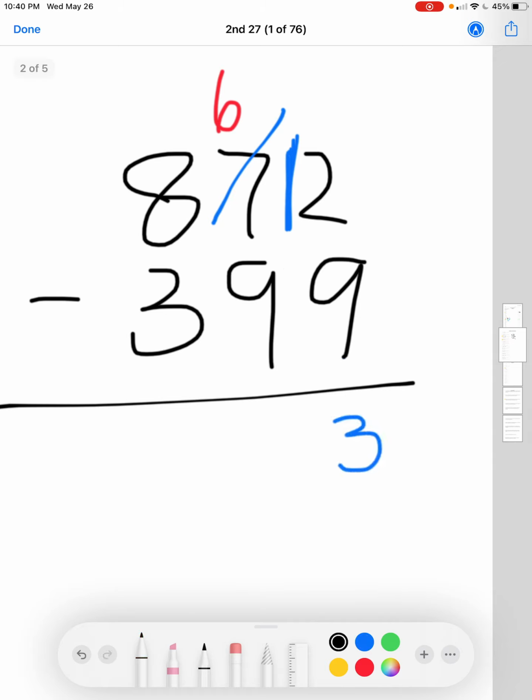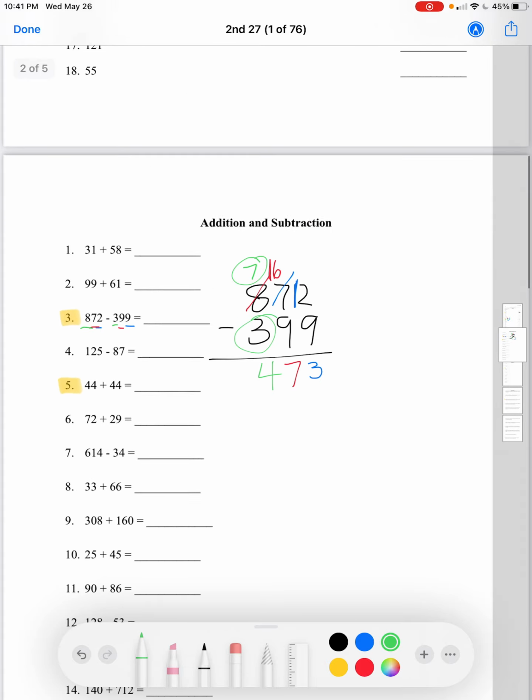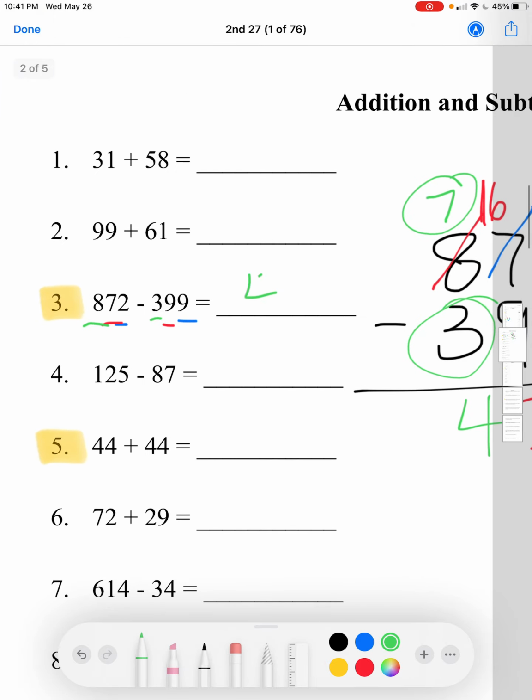Now the tens place we have 6 minus 9. Since we also can't do that, we're going to have to regroup again. Oops. This 8 is going to become a 7. And we're going to take that 10 right here. Now we have 16 minus 9, which is 7. The hundreds place we have 7 minus 3, which is 4. So the answer to this question is 473.